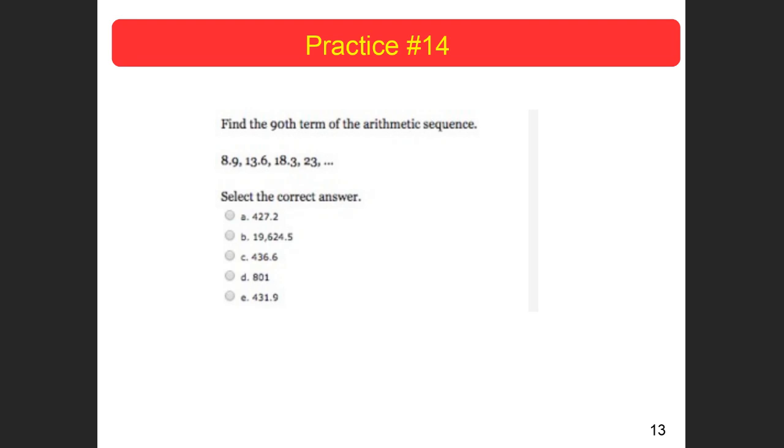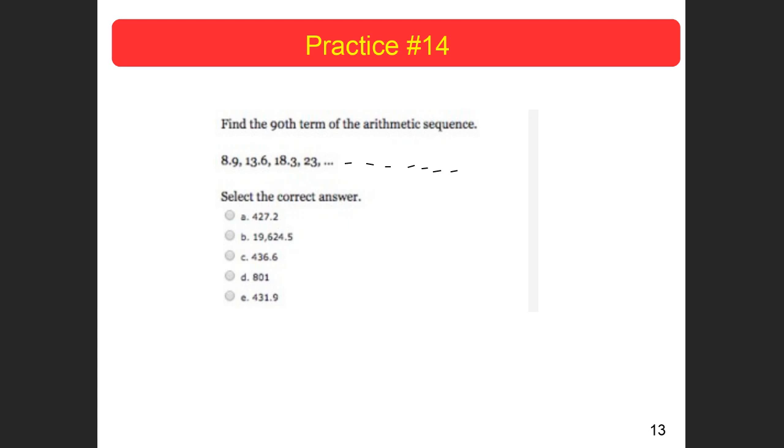So it says find the 90th term of the arithmetic sequence. Now there is no way I am going to try to come up with the 90th term by listing. So the thing I'm going to do is I'm just going to figure out the formula and plug 90 in for my value. Okay, so let's see here.